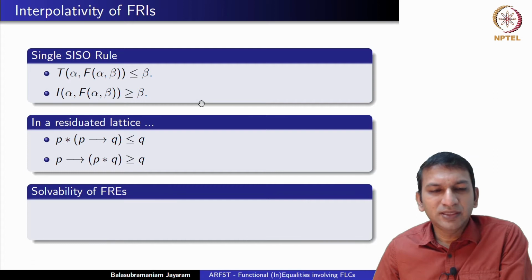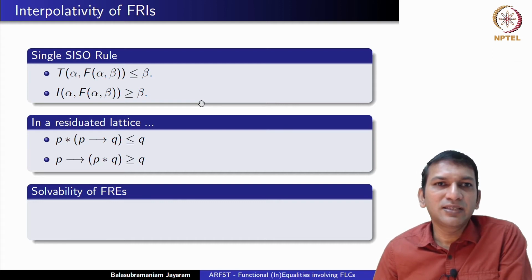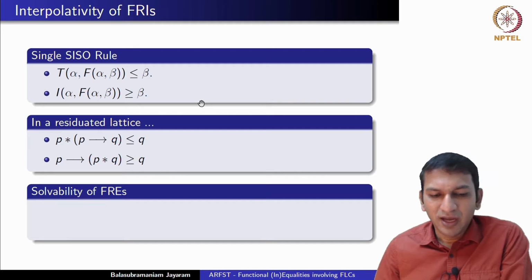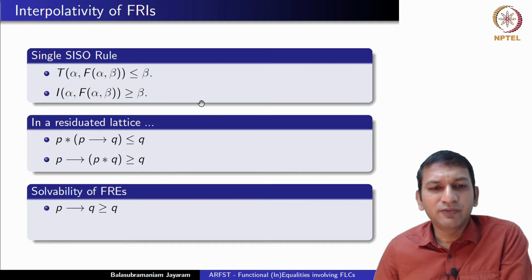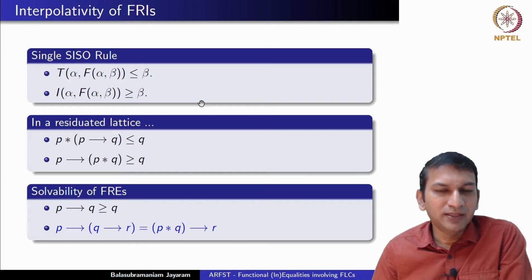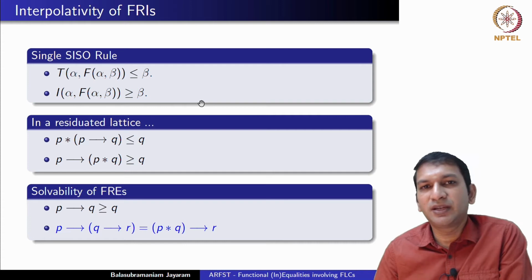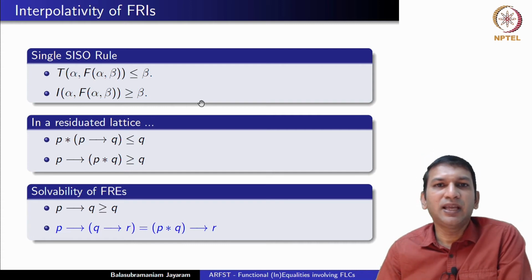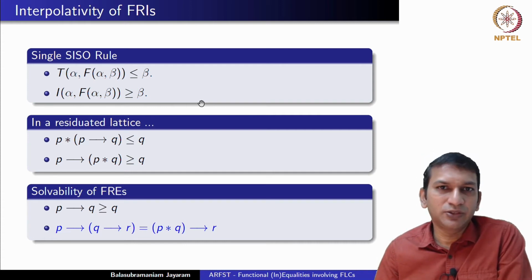When we discussed multiple CISO rules, we moved into looking at the inference process itself, the composition itself, and looked at it as dealing with fuzzy relational equations. And to discuss the solvability of it, we found that these were some of the inequalities, or properties from residuated lattice structure, that helped us in discussing the solvability issue.